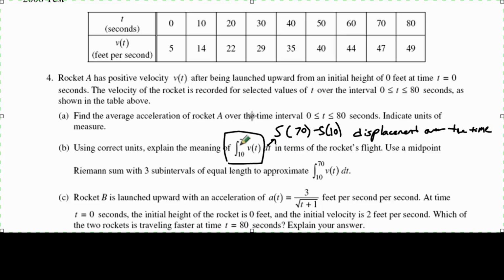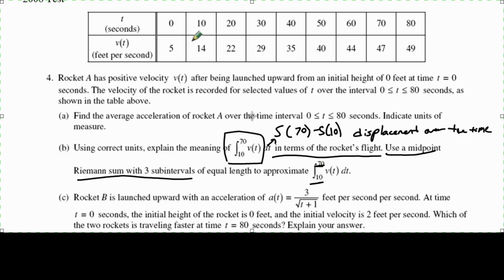Now, again, always make sure you do this in terms of the rocket's flight. So it should say something more along the lines of this is the displacement of the rocket during the time between 10 seconds and 70 seconds. Okay, so that's the meaning of this. So what we want to do is use a midpoint Riemann sum with 3 subintervals. Okay, so we want to make sure we start at 10 and end at 70, so keep track of that.